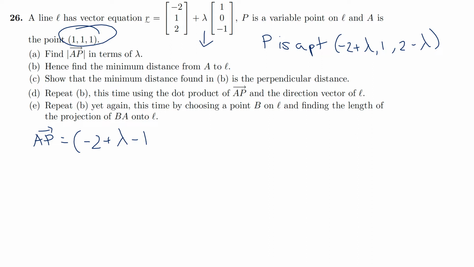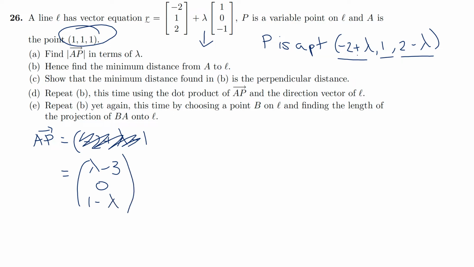So rather than waste my room here, I will just write it. So -2 plus lambda minus 1, that would be lambda minus 3, or -3 plus lambda. Then I've got 1 minus 1, that's 0. Then I've got 2 minus lambda minus 1, which is 1 minus lambda.